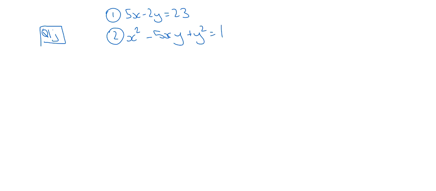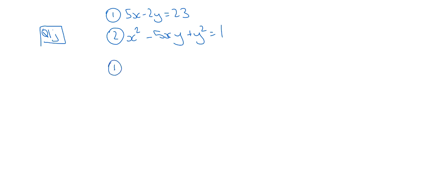I'm going to do question 1j from exercise 1D. This was about simultaneous equations. We're going to use substitution by substituting 1 into 2. The first thing we're going to do is rearrange number 1.